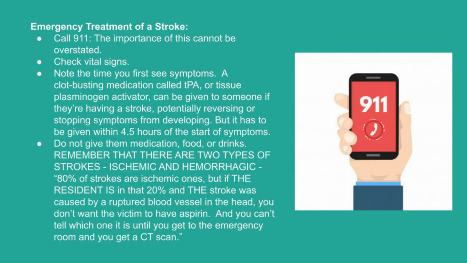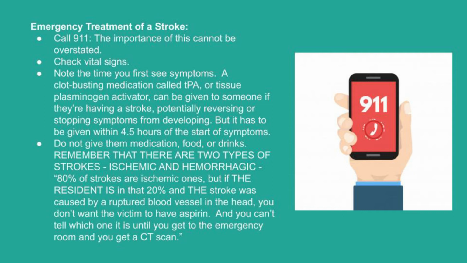A clot-busting medication called TPA, or tissue plasminogen activator, can be given to someone if they're having a stroke, potentially reversing or stopping symptoms from developing, but it has to be given within 4.5 hours of the start of the symptoms. Do not give any medication, food, or drinks.